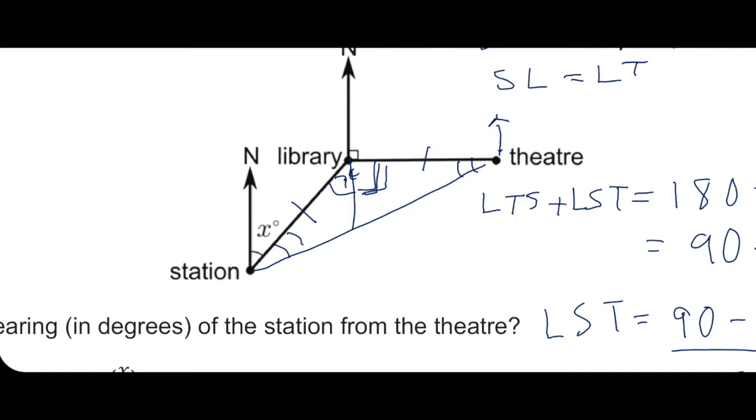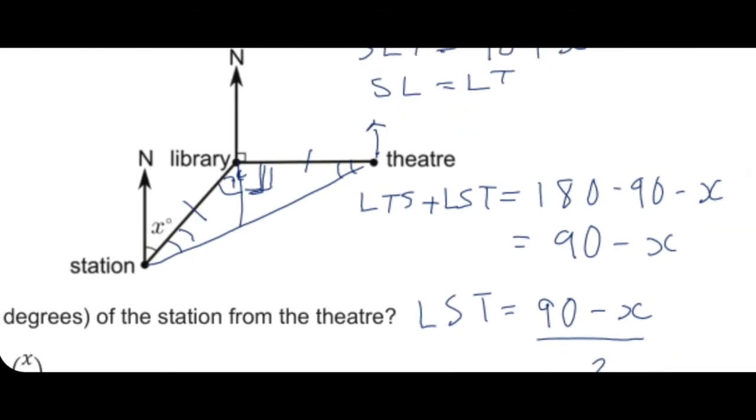Now we could start to form an isosceles triangle from SLT, and we know that it's isosceles because the distance between the station to the library and the library to the theatre is the same. Since it is an isosceles triangle, we know that LST is equal to LTS. So, we know one of the angles in this isosceles triangle.